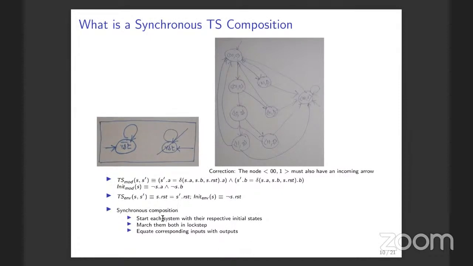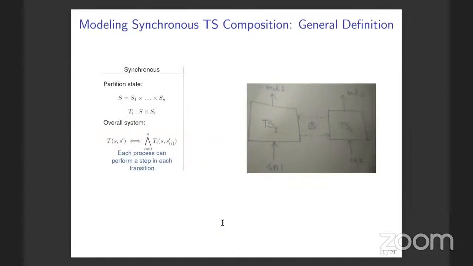So basically what you do is you start each system with their respective initial states. And then you construct the combined transition relation such that you will get the effect of marching both these systems in lockstep, okay? And that's how we're going to be doing it.